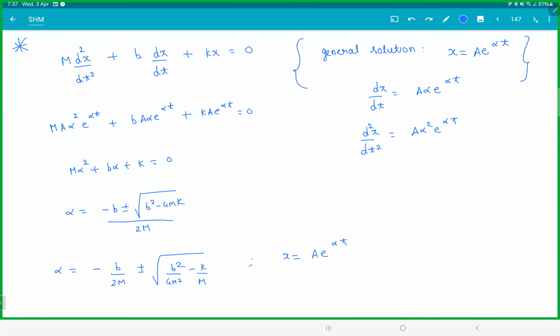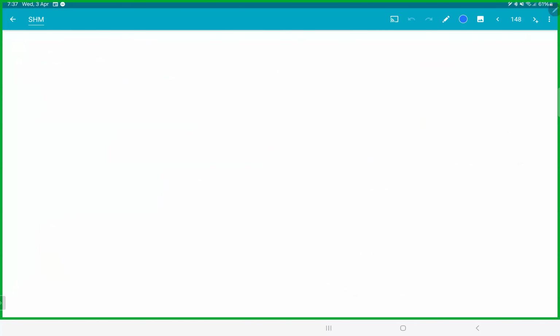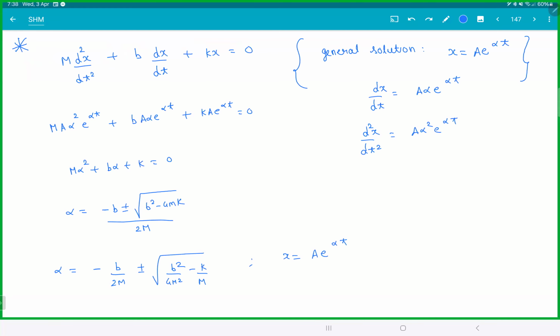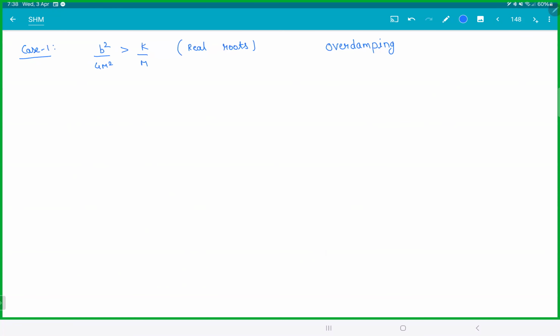Clear? Now, if you see these roots here, for this function, whatever we did, to be true, Case 1: if b square by 4m square is greater than k by m, it means the roots are real. What is the meaning of this? This is called overdamping. If you try to put a graph, you'll understand it's called overdamping, which means the system won't oscillate. There will be no oscillations.